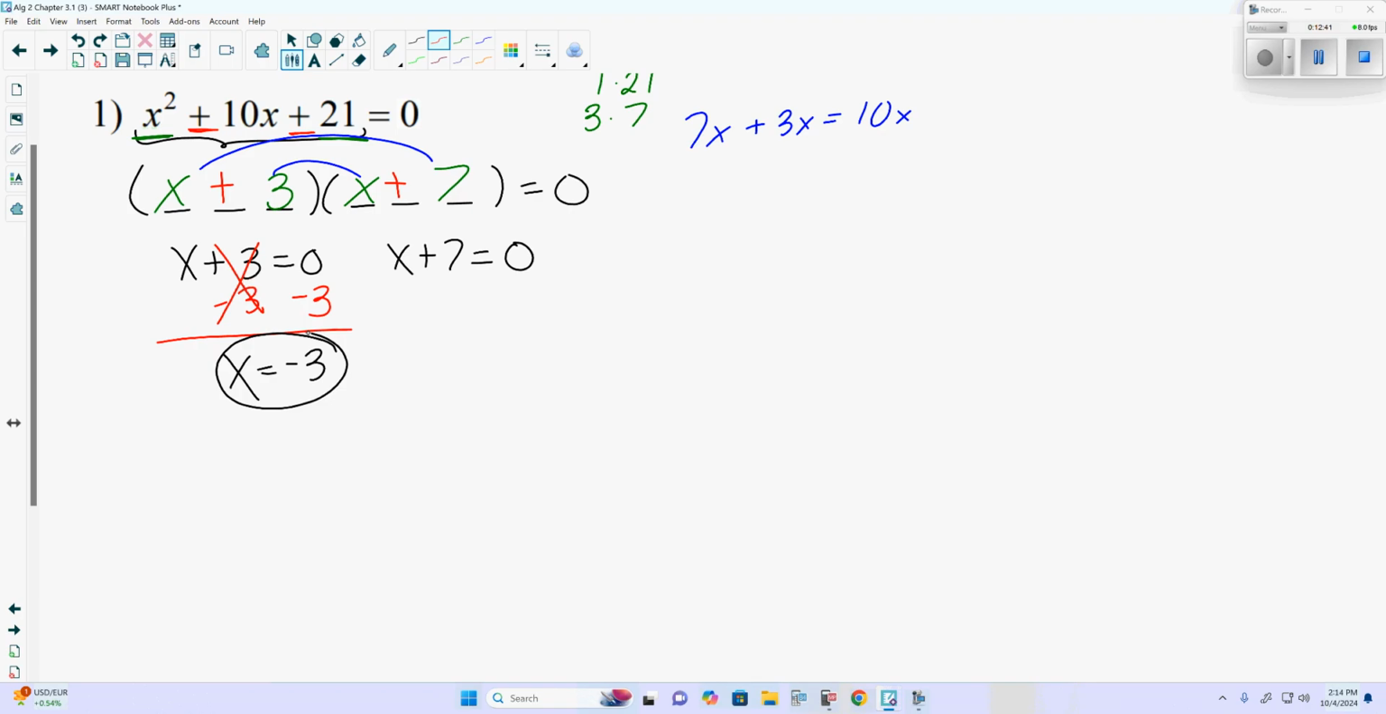We can look at the other one, x plus 7. And the first thing we would do is subtract 7, because our 7 minus 7 would be 0, getting x by itself. And 0 minus 7 is negative 7. And that's it.